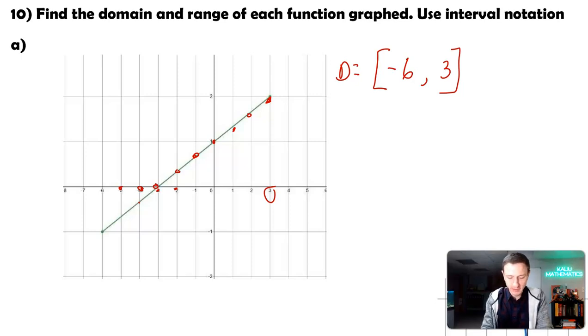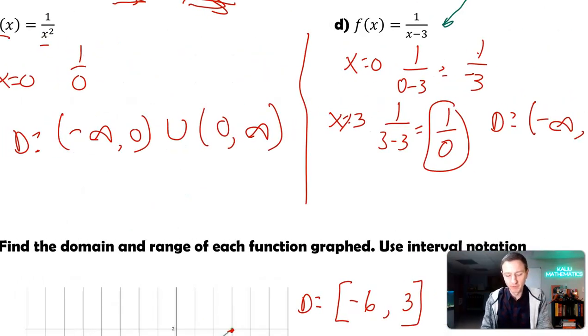So that's going to be from negative 6 to 3 with a bracket. And I'm using brackets because of this filled in circle here. It's the actual endpoint, meaning at 3, we exist on the graph at y equals 2. So I have brackets. Brackets means we're including those points, where parentheses meant we are not including the points. That means I'm getting as close as I possibly can to 0, but not actually including 0.